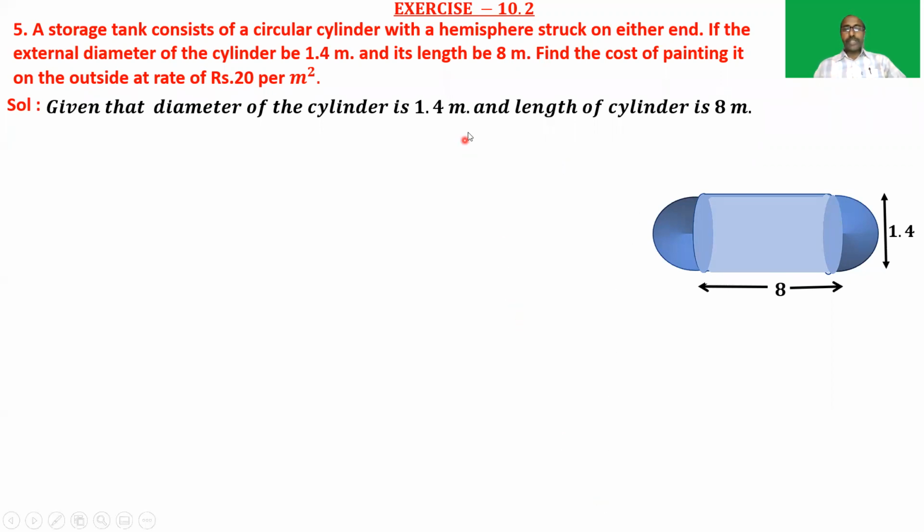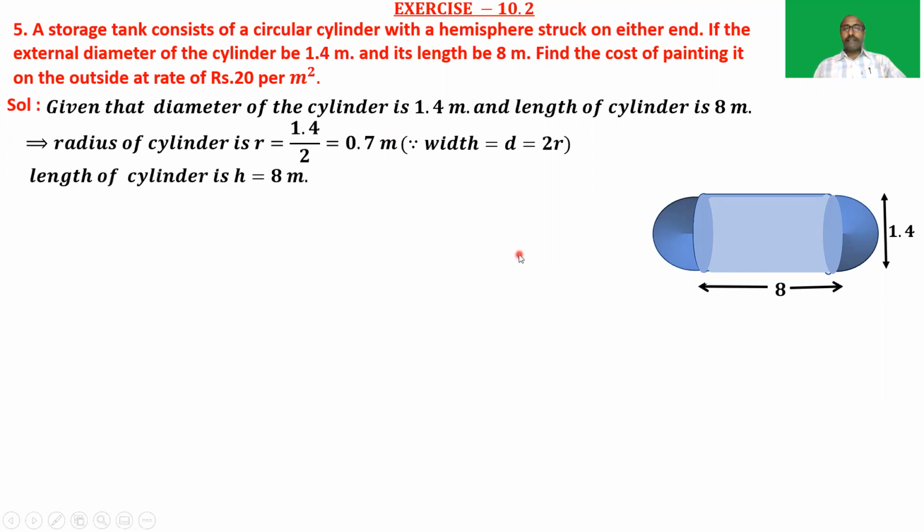Now, from this we can write the radius of the cylinder is half of its diameter, that is 1.4 by 2, which is equal to 0.7 meter. And now the length of the cylinder is 8 meters and the radius of the cylinder is 0.7 meters. So now the surface area of the total tank. In this tank, we should be able to see the curved surface area of the cylinder and the curved surface areas of the hemispheres.